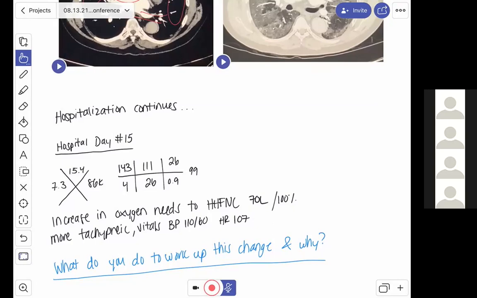So take about 2 minutes and tell me, what tests are you going to order? What are you worried about? Why did this guy have a sudden change in terms of his clinical status? And why do you want to do what you want to do?